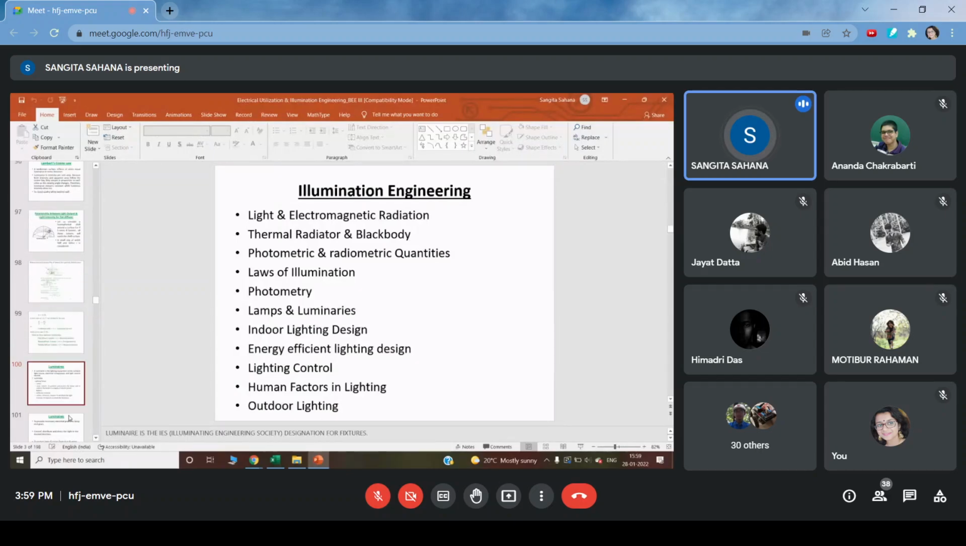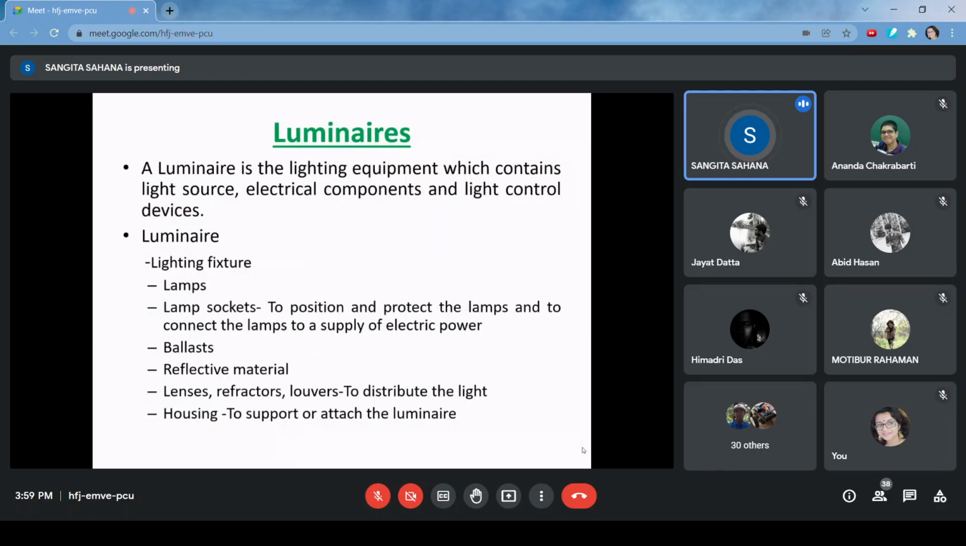So lamps, we all know, are the source of light. There are different types of lamps we will see later. There is the incandescent source where we get light by heating. There are a few discharge lamps, where we get light from electrical discharge of gas, like fluorescent tube light, sodium vapor, CFL, etc. Then there is solid state lighting like LED, light emitting diode, or OLED, etc.